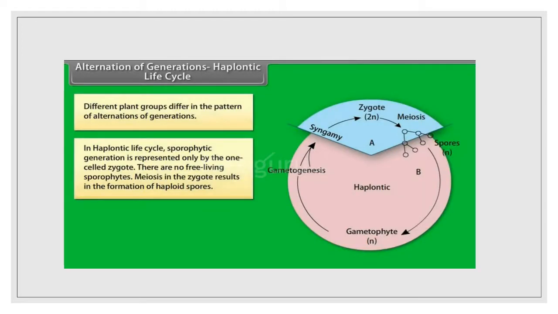This is a well explained representation of the haplontic type of life cycle, which is led by the majority of algae, for example Volvox, Spirogyra and Chlamydomonas. Over here, majority of the time it is haploid only, and the zygote is there. Then in the zygote, meiosis occurs, leading to the formation of spores. So in the haplontic life cycle, the sporophytic generation is represented only by the one-celled zygote, which is diploid, and zygotic meiosis occurs so that the progeny is also haploid.